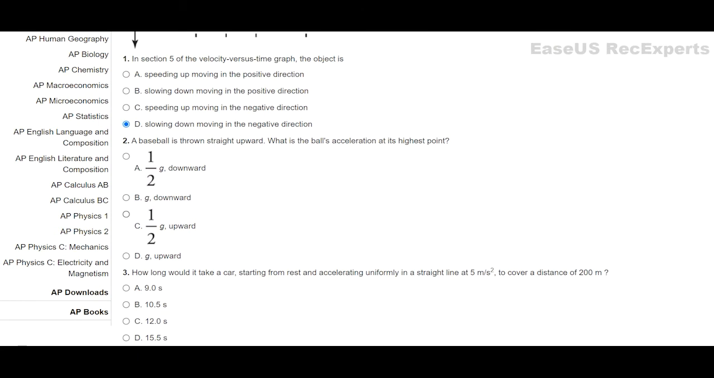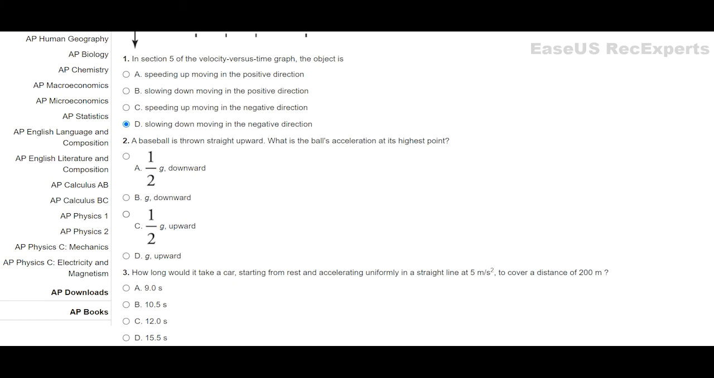Now for number 2, a baseball is thrown straight upward. What is the ball's acceleration at its highest point? With this, the only force that is acting upon the ball is gravity. So your acceleration will be just g. There's no other force acting upon it, so it'll only be g.